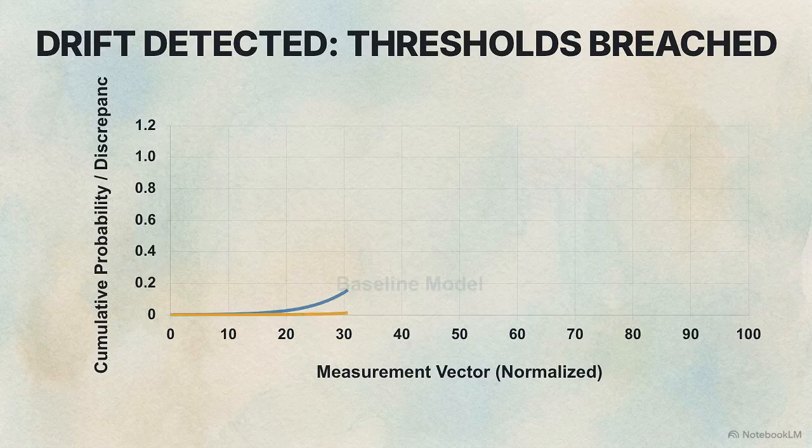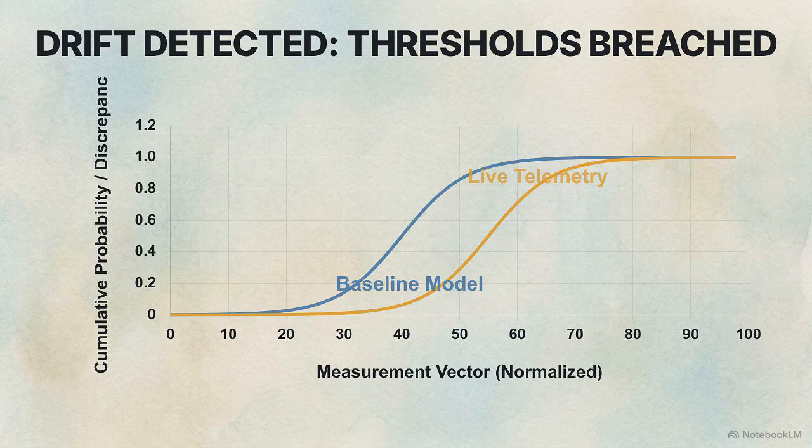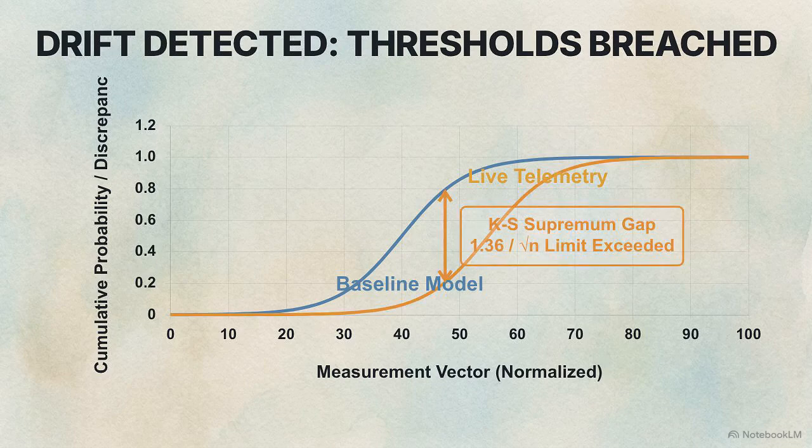This graph compares 2 cumulative distribution functions using the Kolmogorov-Smirnov, or KS, test. It measures the maximum distance between the model's expected behavior and the actual live data. The KS test constantly evaluates that divergence against a strict mathematical threshold. If the gap breaches the critical value of 1.36 over the square root of n, the system triggers a hard alert.